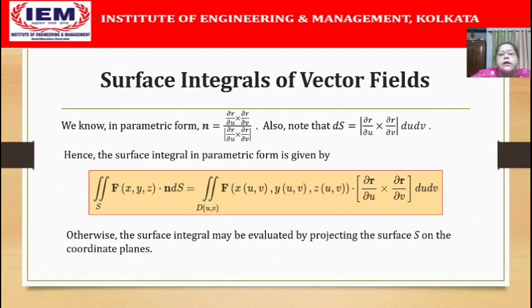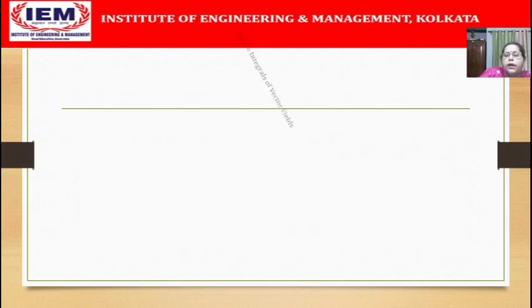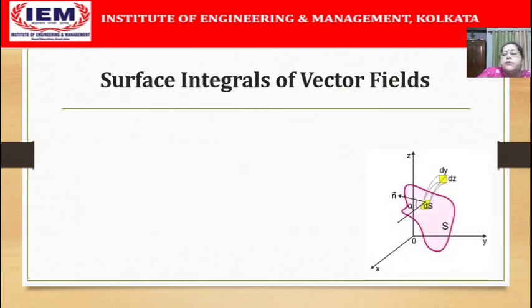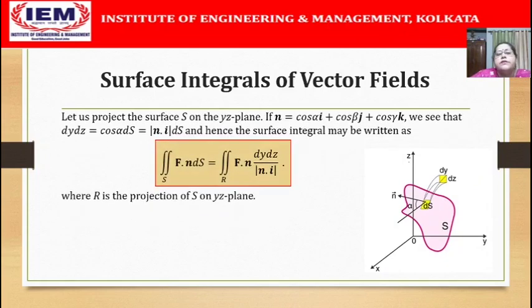Okay, but instead of using the parametric form, a surface integral may also be evaluated by projecting the surface on any of the coordinate planes, like xy or yz or zx planes. So let us see how the expressions look now. So first suppose that we are projecting the surface S on the yz plane. So see that the surface element dS is having the projection dy dz in the yz plane.